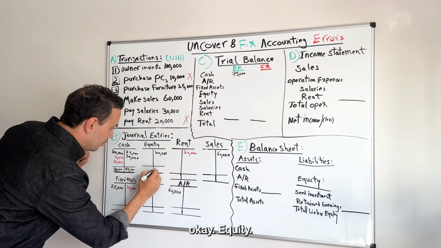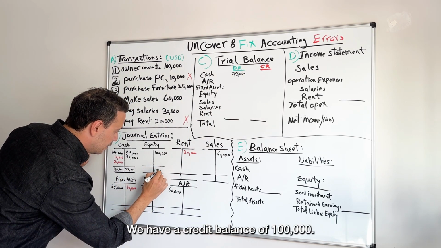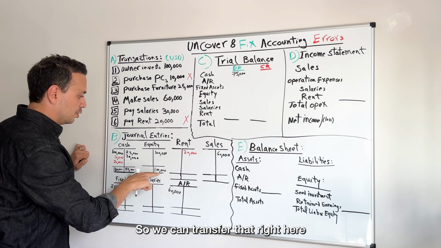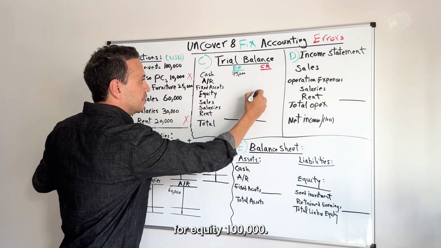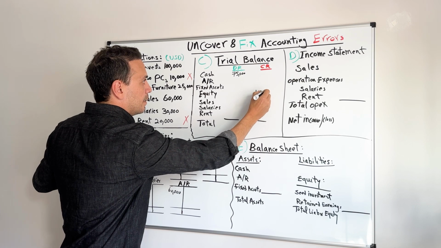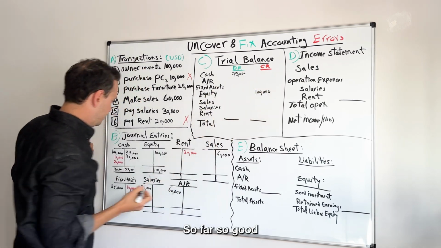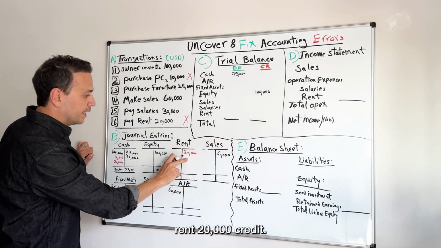We're going to take the 75,000 and put it in the trial balance on the debit side. Okay, equity, we have a credit balance of 100,000. So we can transfer that right here for equity, 100,000. So far, so good.